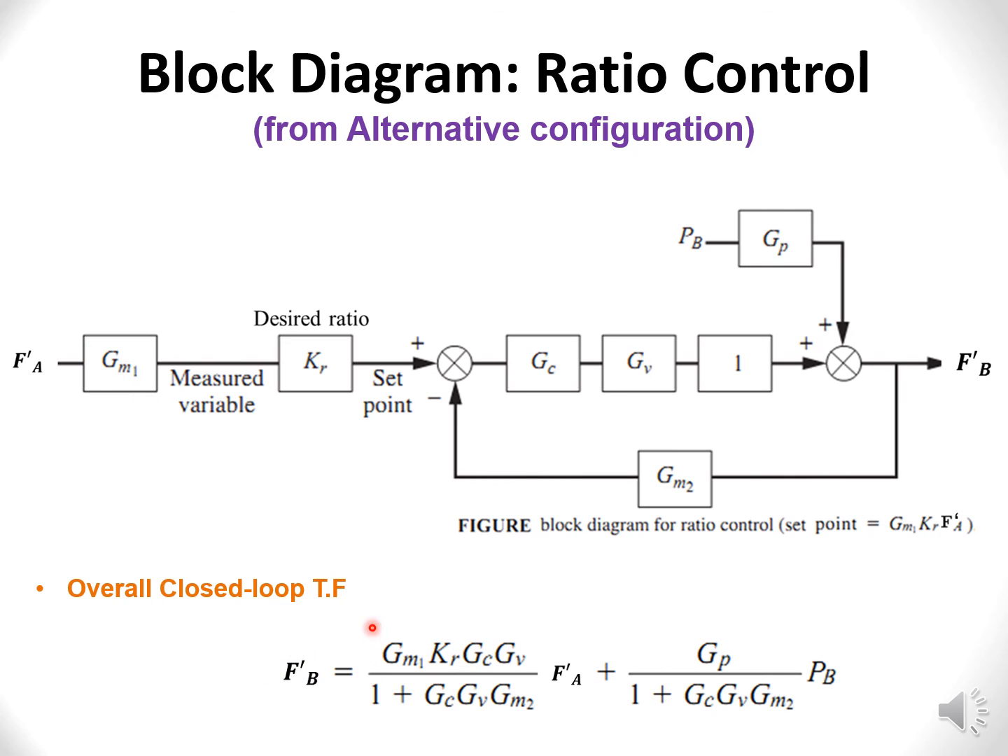Of course, with the additional desired ratio that comes in here, and you also have GM1, the measuring transfer function that comes in here. And for this, you have the disturbance transfer function with respect to pressure, and that with respect to the flow. Flow, temperature and pressure have a close relationship with one another. So we can see that it's important to put in the transfer function.